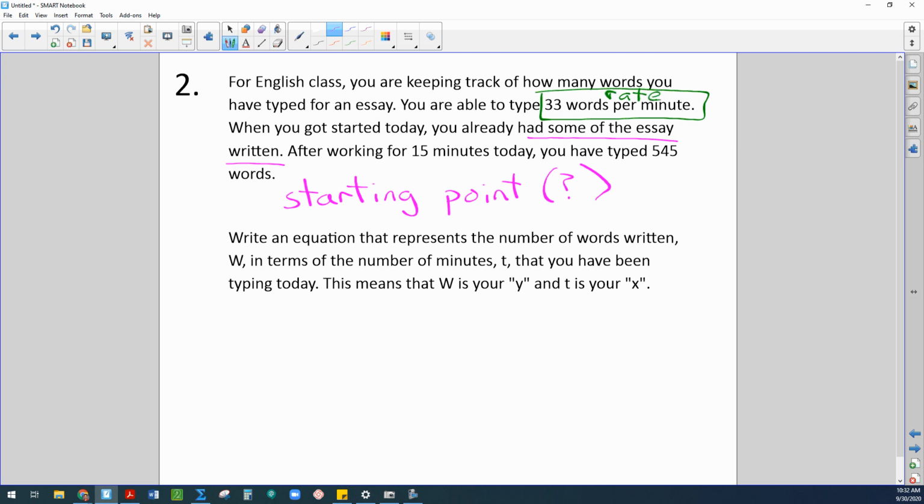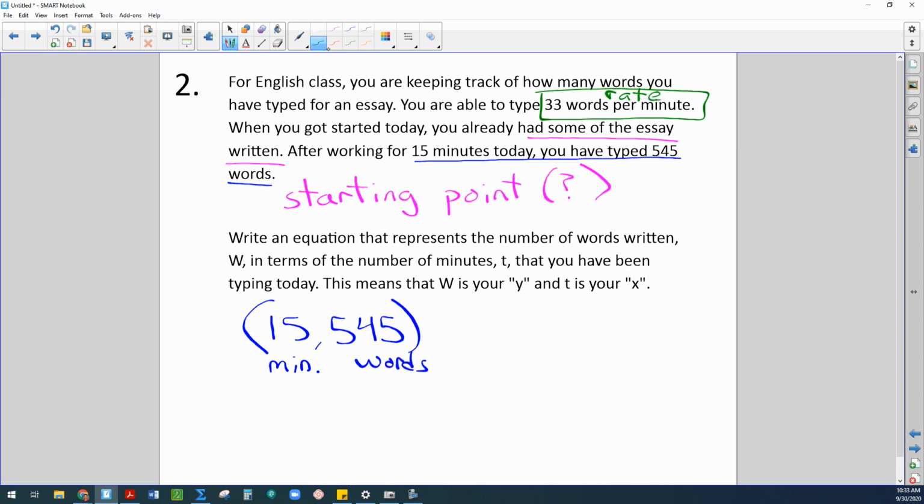The other thing they told you is that after working 15 minutes, you've typed 545 words. So that's 2 pieces of information regarding minutes and words. Write an equation that represents the number of words written, W, in terms of the number of minutes, T, you've been typing. So the 15 minutes and 545 words is a point of information. Spent 15 minutes typing. You've typed 545 words. And we have our rate.